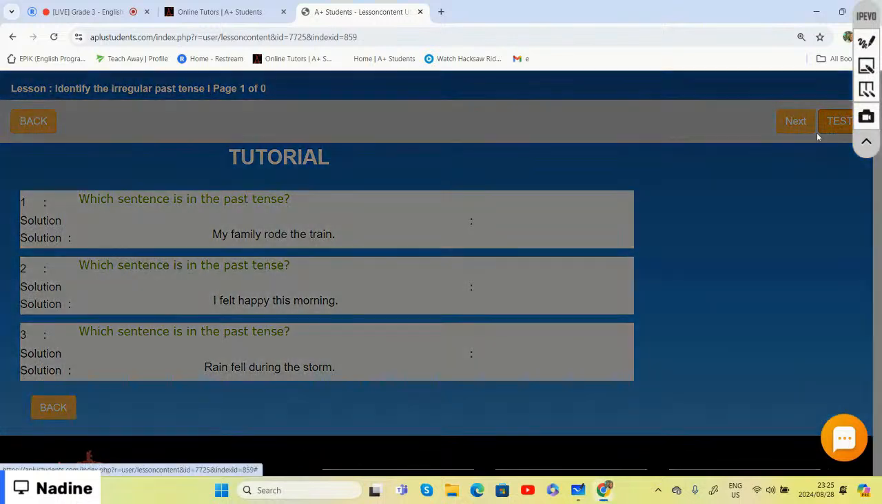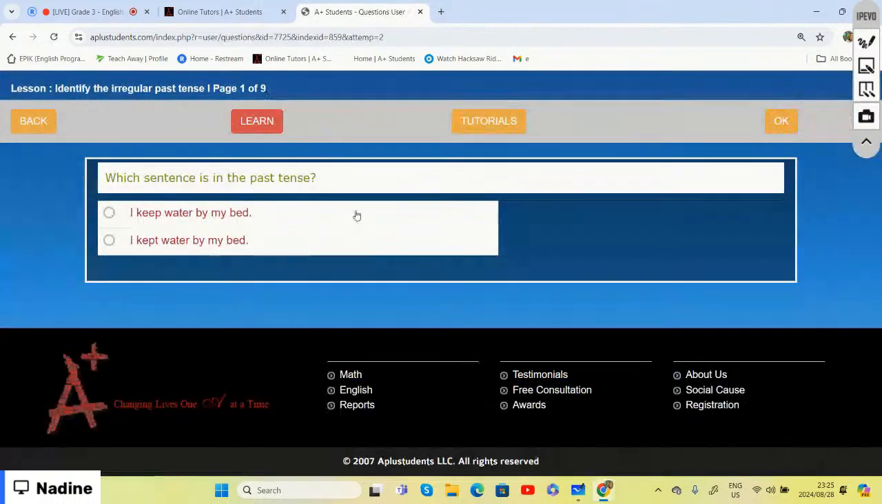All right, so now we're going to our test, where we're going to identify the irregular past tense and say which sentence is in the past tense. It says, I keep water by my bed, or I kept water by my bed. We need to say which one is correct. Option one or option two? Is it I keep water by my bed or I kept water by my bed?